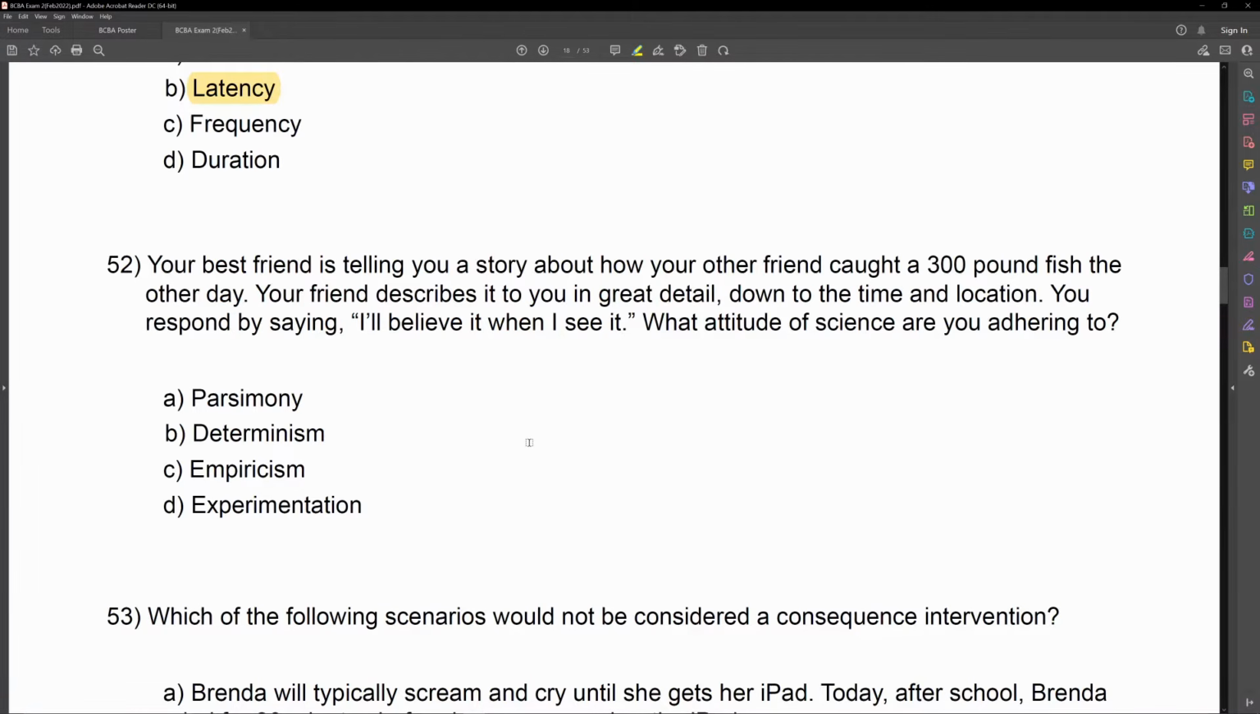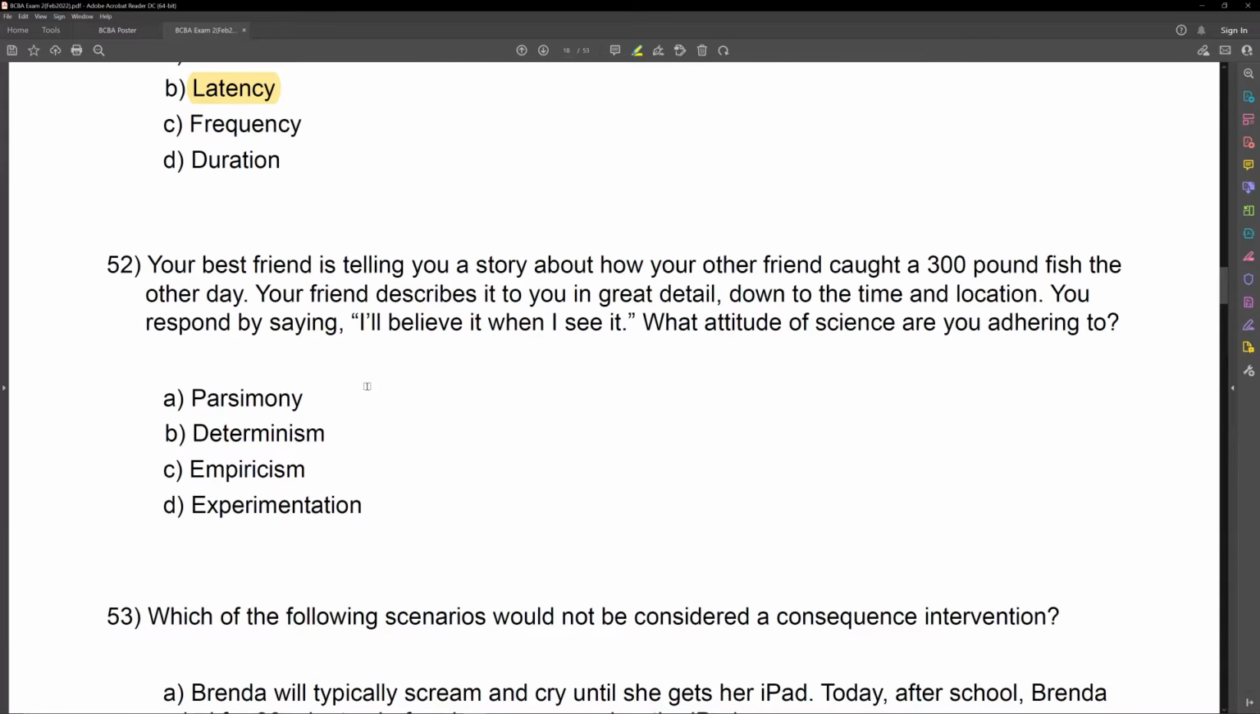All right, interesting, right? You're just being a good scientist. Oh, a 300-pound fish? There's no way. You say, I need to see a picture. I need to see the real thing. I'm just not going to believe it until what? Until you observe it.